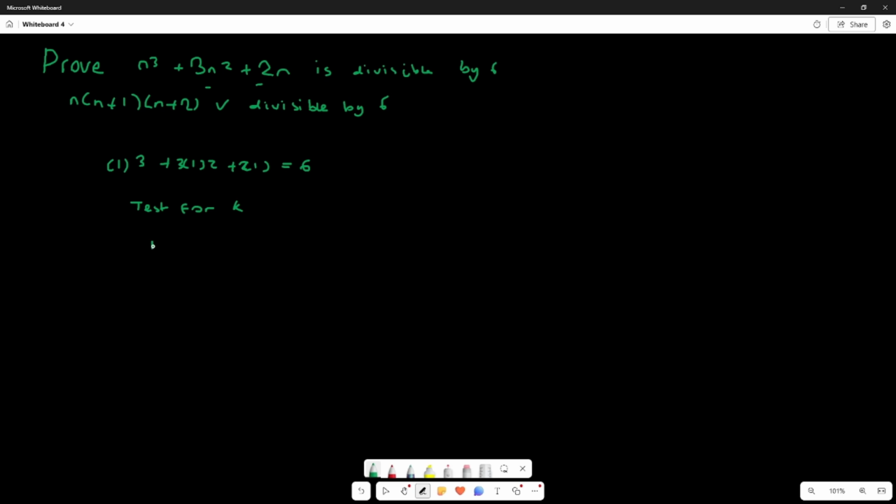k cubed plus 3k squared plus 2k, and let's just equal it to something like 6a, so we can match up what we did here. Now you might see where this is going. Next one is test for k plus 1.